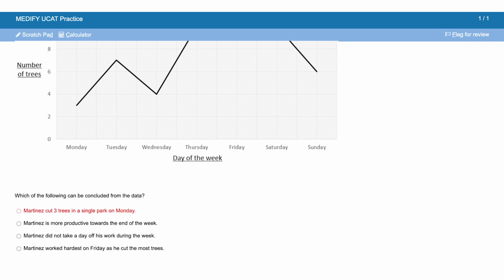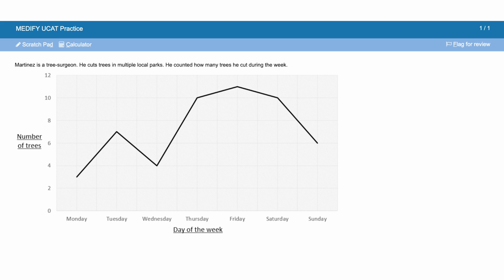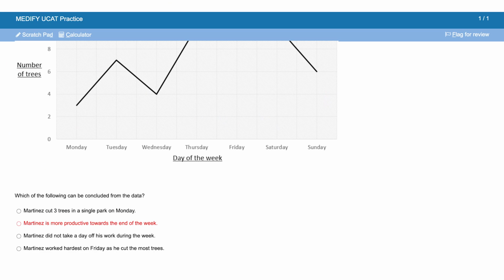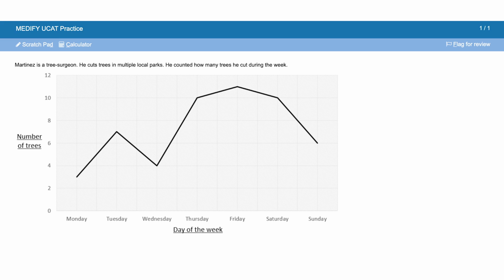So if we take the first option, Martinez cut 3 trees in a single park on Monday. Well, immediately this option says single park, whereas the information given to us says he cuts trees in multiple local parks. So we can count this one out straight away. The next one says Martinez is more productive towards the end of the week. Well, this graph is showing us how many trees he cuts during the week, but it isn't showing us a measure of his productivity. So therefore, from the information that's been given to us, we can't say that he was more productive towards the end of the week, as this is just a plain assumption.